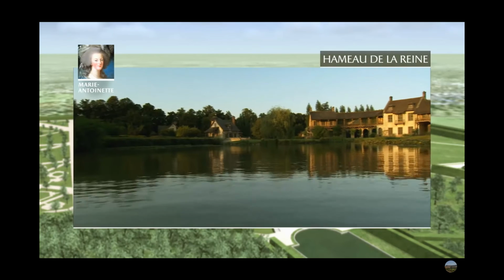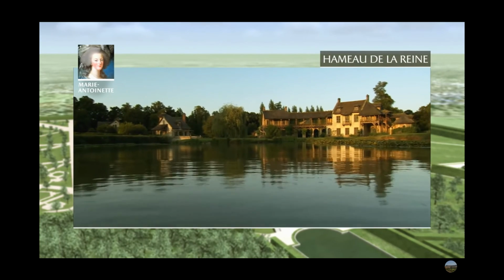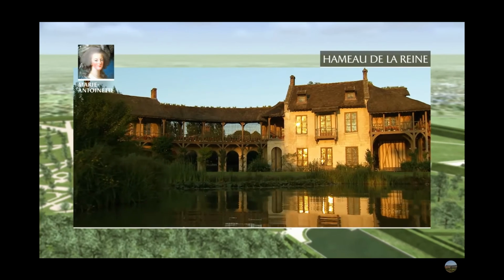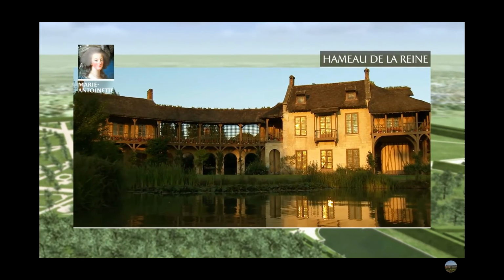The Queen gave orders for the gardens to be replanted in the English style and built a rustic hamlet, a working farm, complete with cottages.